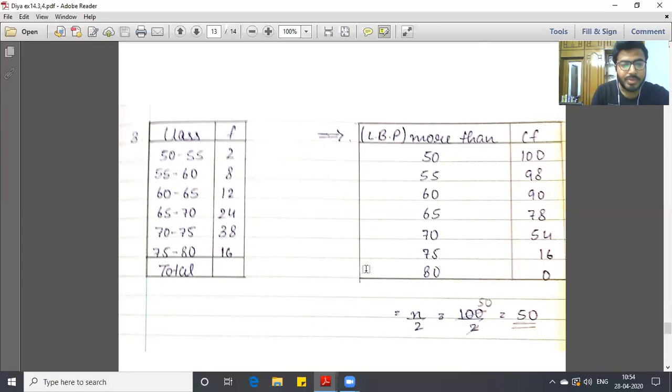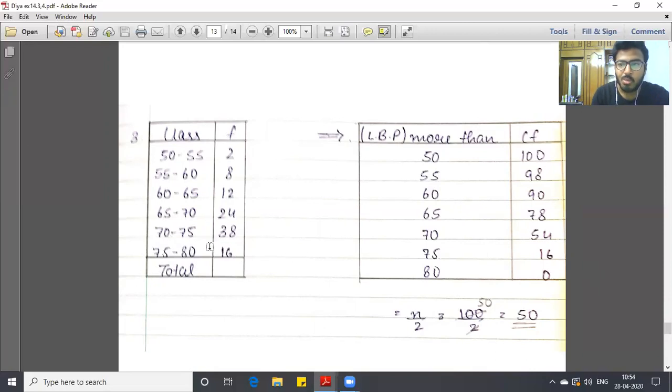So only these lower limits you have to take. The last 80, even if you take it or don't, that is fine, but it is better if you do. So all the lower limits we have taken. Look here: 50, 55, 60, 65, 70 and 75. And only at the last, in the more than, which one did we give?